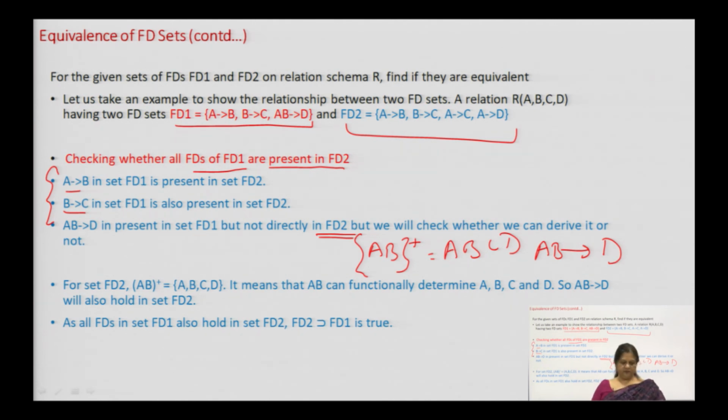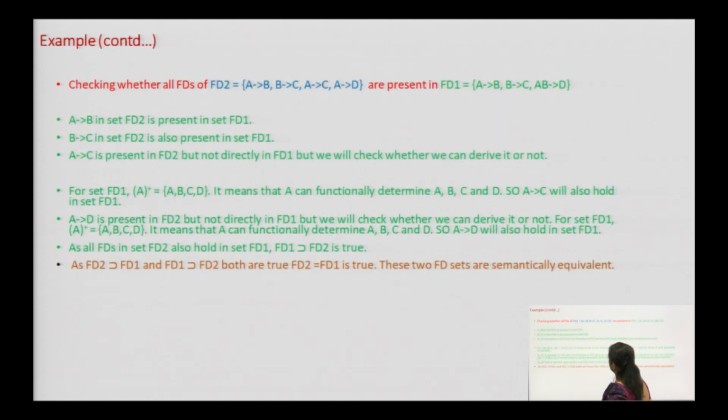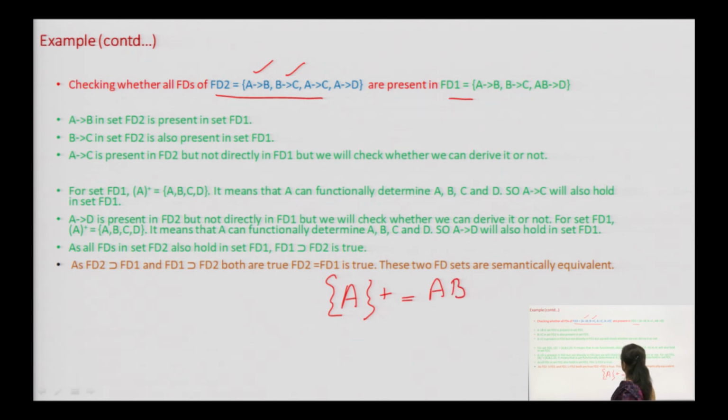So, that means the first two are directly present in FD2, and the third FD is derived from FD2, right. Now, let us look at the second case, that is checking if all the FDs in FD2 are present in FD1. Again, AB to C and B to C are directly present. Let us check for A to C. To check for A to C, we will find the closure of A. The closure of A will be A, B and C, which means that A determines C. So, A to C is also present in the FD set FD1.